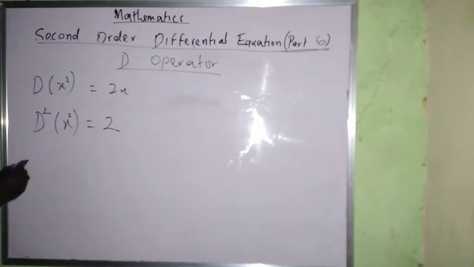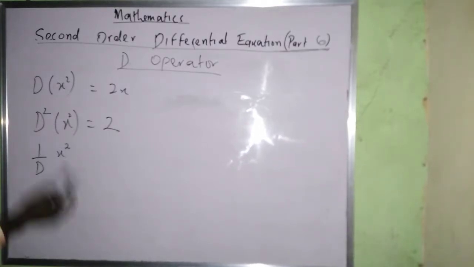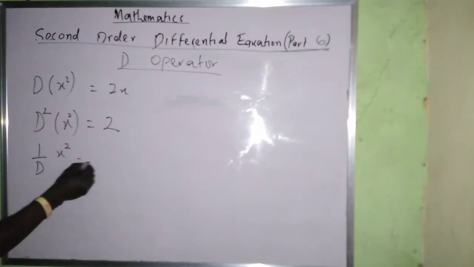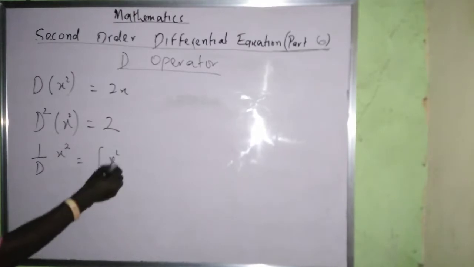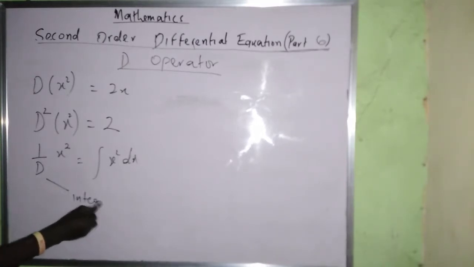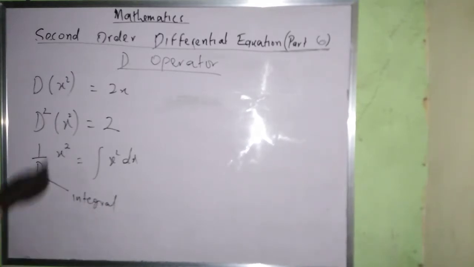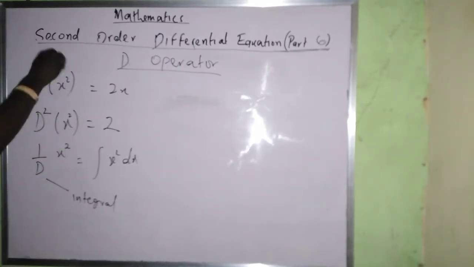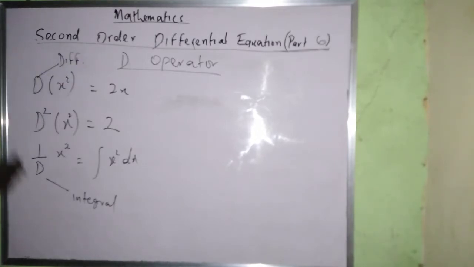Now, if I now have 1 all over d of this x squared, it means I am to integrate the function. Integral of x dx. That is the meaning. That is all about it. Now, when my d is an inverse, it is integrate. Why is this one not? It's differentiate. That is very, very important in this part of our video.